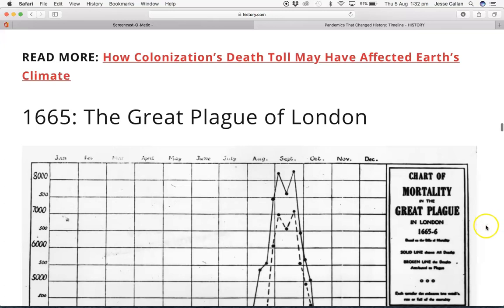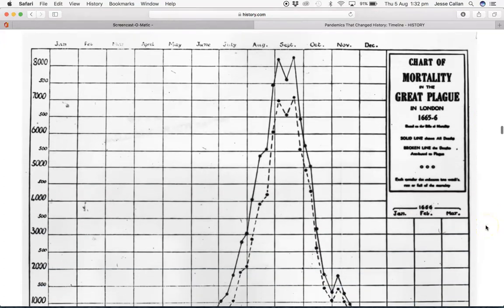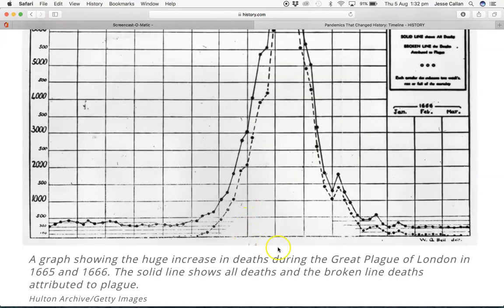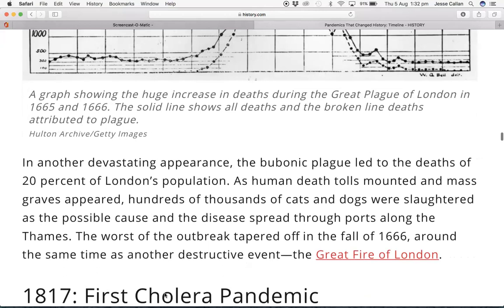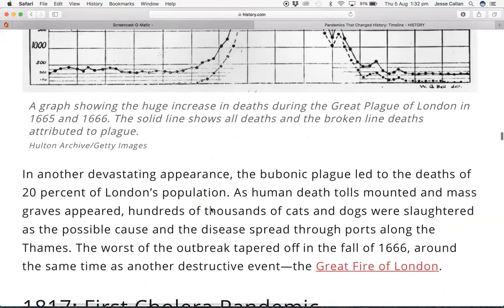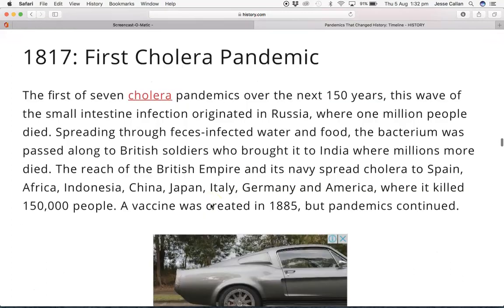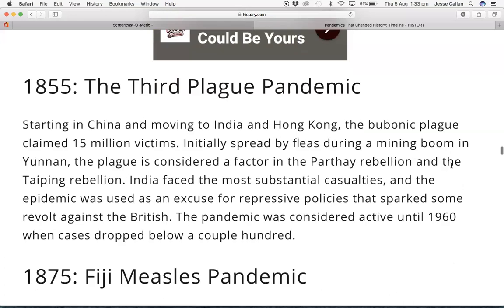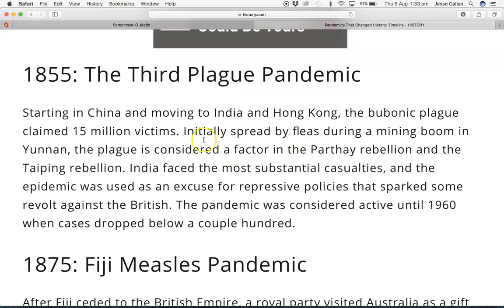We have the Great Plague of London, 1665, and this graph shows the kind of mortality rates that it caused. Yeah, so they even slaughtered thousands of animals in an effort to control this. So cholera, that's like this waterborne disease. The third plague, this caused 15 million victims.